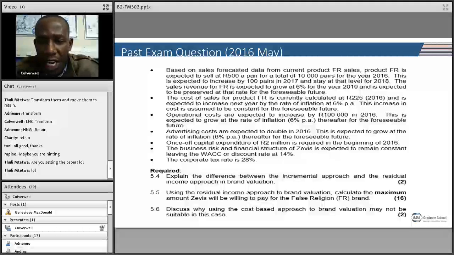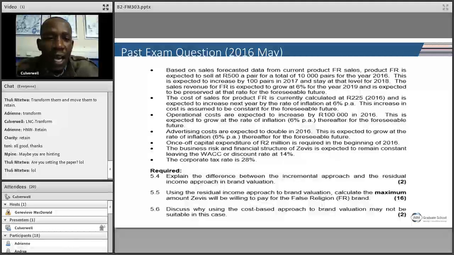I'll then finish off the statement. This is expected to increase by 100 pairs in 2017. What is it that they're referring to as this? It is the volume, which are the 10,000 pairs. So in 2016, you are anticipating to sell 10,000 pairs. This is expected to increase by 100 pairs in 2017 and stay at that level for 2018.